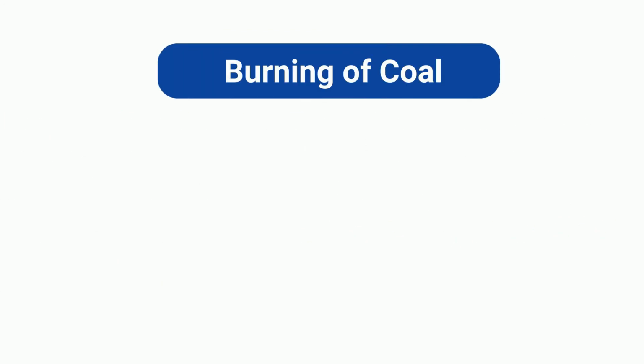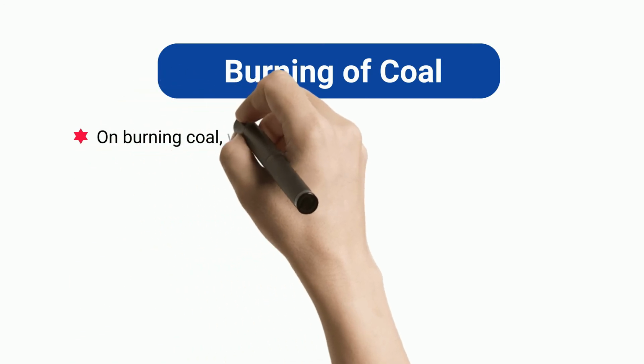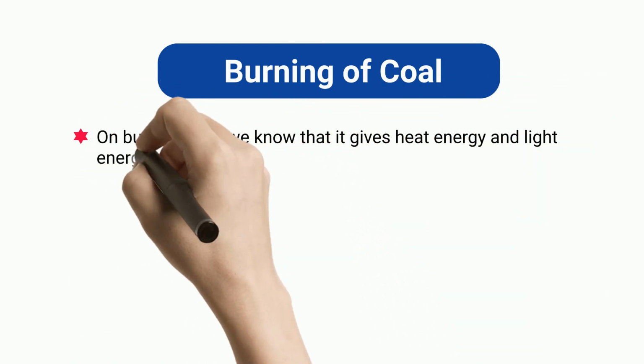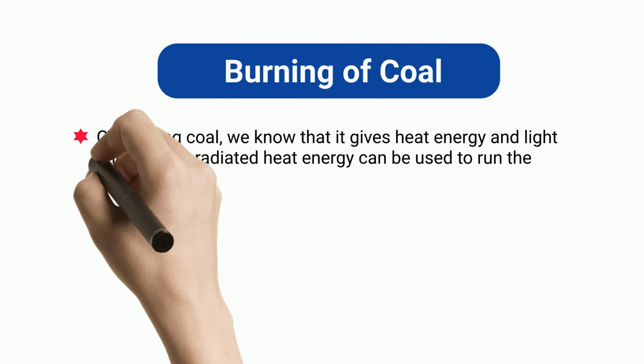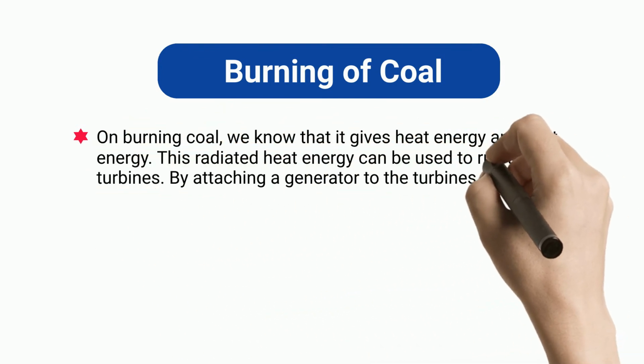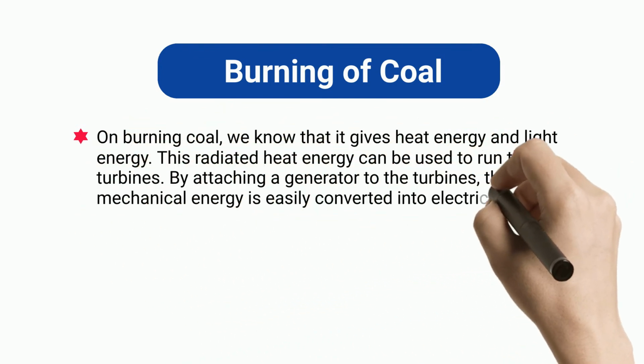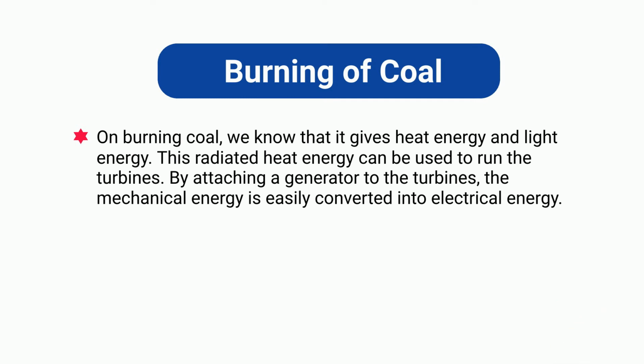Burning of coal. On burning coal, we know that it gives heat energy and light energy. This radiated heat energy can be used to run the turbines. By attaching a generator to the turbines, the mechanical energy is easily converted into electrical energy.